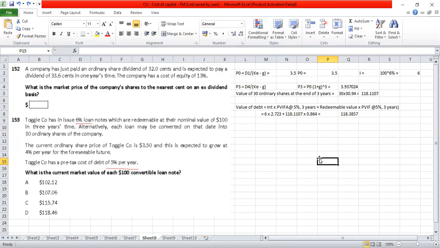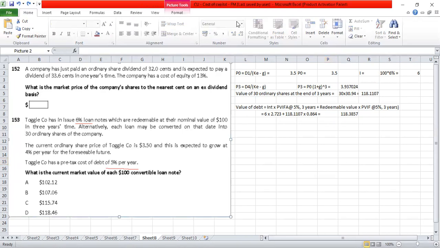So, finding the value of debt based on the future cash flows. The interest amount is 6% on 100, which is $6. $6 times the present value interest factor for an annuity at 5% for 3 years, which is 2.723, plus the value of shares at the end of 3 years, 118.1107, times the present value factor of 0.864. Multiplied, we get 118.3857. So it is close to the fourth option, and maybe a rounding error happened. So this would become the answer.